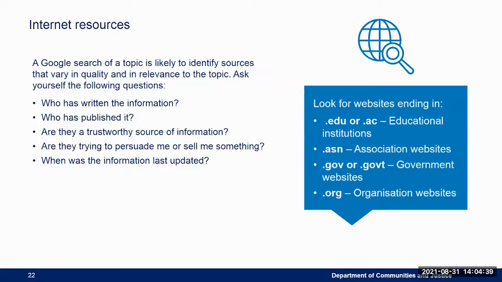So I recommend these tips. Look for websites ending in .edu or .ac, so that will give you educational institutions, .asn, .gov or .govt, so that's New Zealand, and .org. If you apply this strategy, you're more likely to find quality grey literature, quality research.